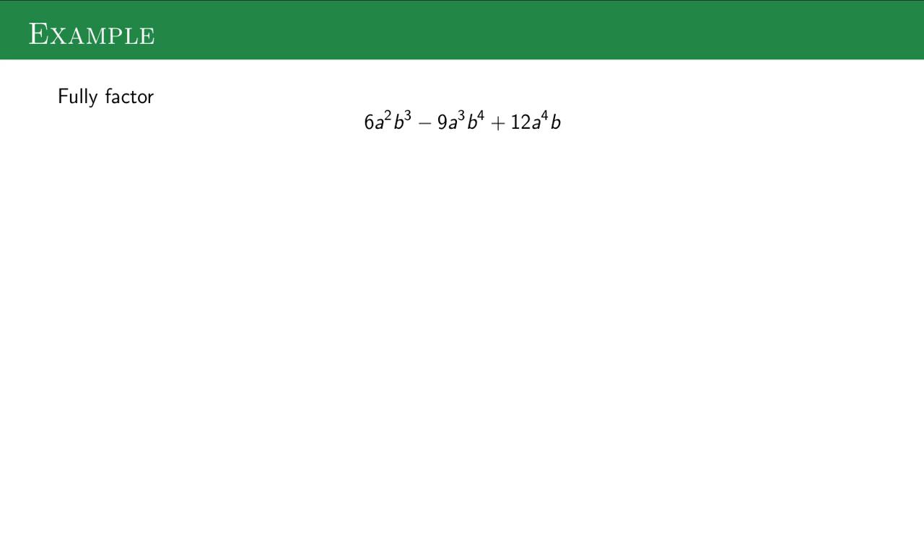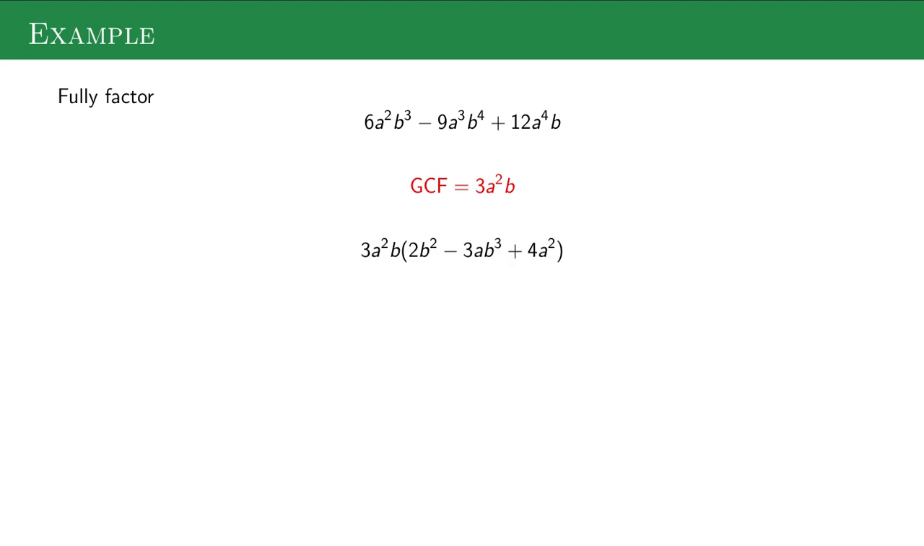I have one more example with more variables. Again, 6, 9, and 12. We see what's the biggest number that divides all of those. Well, 6 doesn't divide 9, but the number that divides all 3 is 3. All right, so 3 divides all of these. How many a's do they have in common? At most, they have 2 a's in common. How many b's? At most, they have 1 b. So this is my greatest common factor.